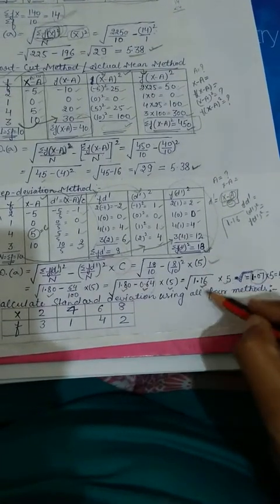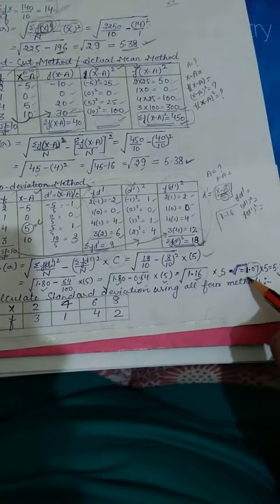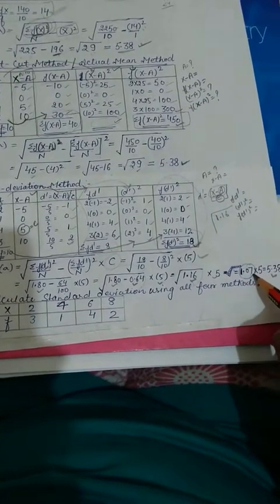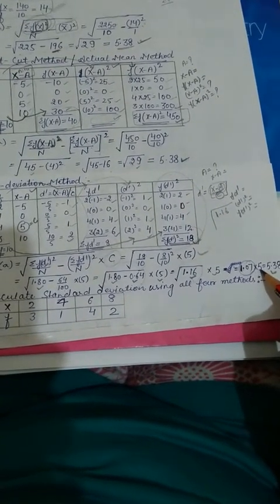After subtracting this, you will get 1.16, into 5. Using the long division method, you will get the square root of 1.16 as 1.07, that you multiply by 5, and finally you will get 5.38. Hope you have understood. This is your homework question, beta.